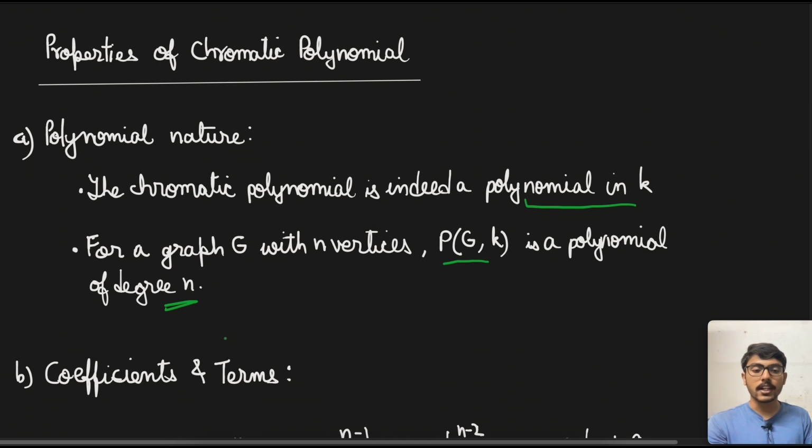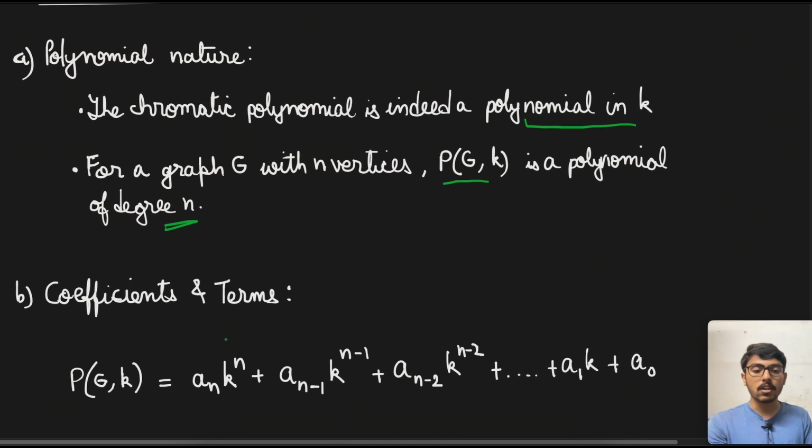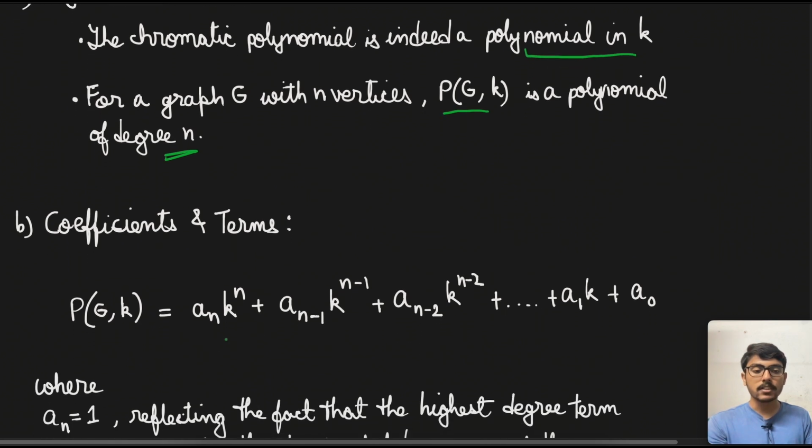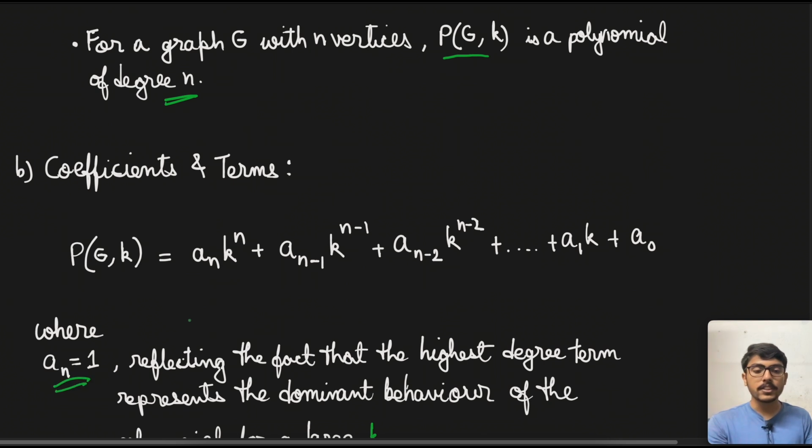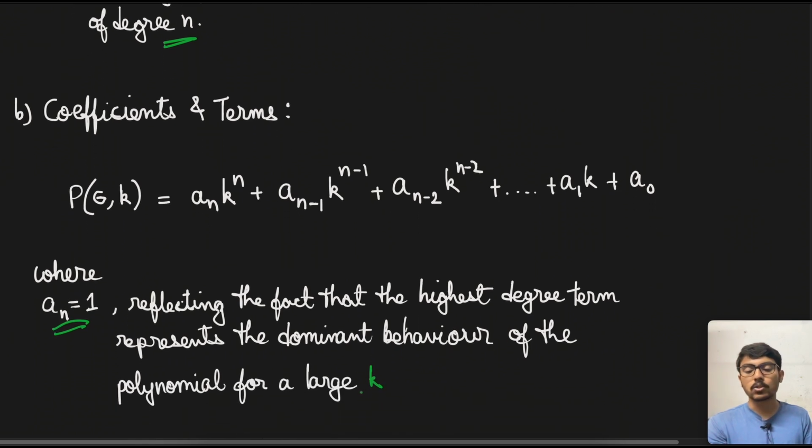Next is coefficients and terms. So in that we see the actual polynomial form in which we are going to consider the chromatic polynomial. So in this, a n is basically the coefficient of the maximum power variable, that is k raised to power n, and that reflects the fact that the highest degree term represents the dominant behavior of the polynomial for a large k. So as it is quite obvious, if a n had not been 1, then its value would drastically change the number of colorings. So we need to make it 1 so that the term k raised to power n has its dominant nature in the polynomial's value, as well as we don't overpower it.